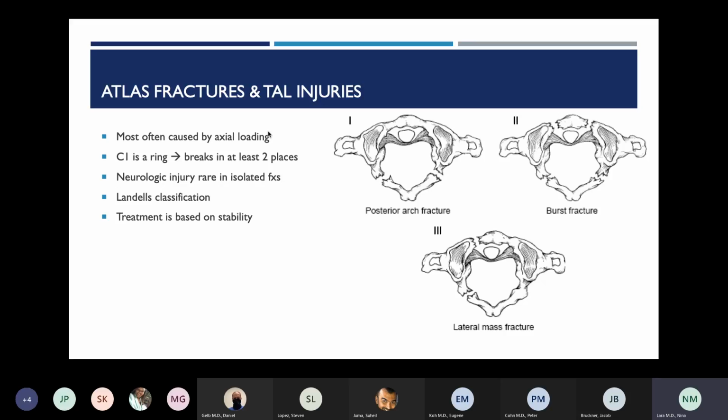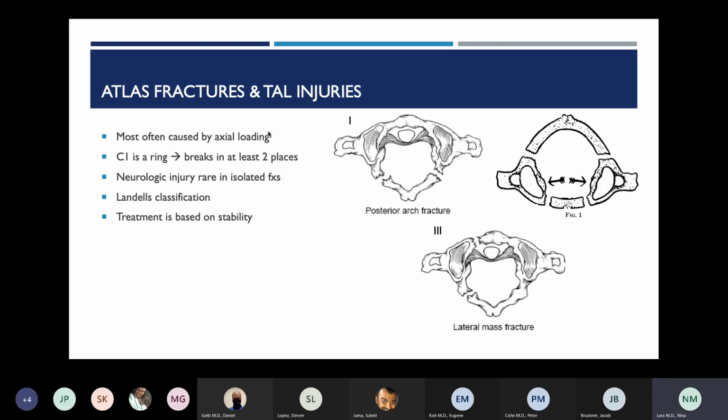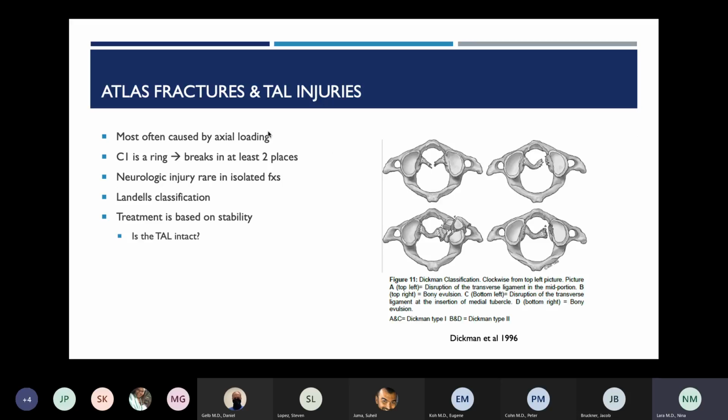Patients will often complain of severe suboccipital discomfort and instability. Neurologic injury is uncommon in cases of isolated fractures. But when it occurs, it's the greater occipital nerve that is most frequently injured, followed by the lower cranial nerves. So Landell's classification for these fractures: type 1, you can see here, isolated anterior or posterior arch. Type 2 is a Jefferson burst fracture, which was coined a long time ago. And then type 3, unilateral lateral mass fracture. You can see here that's a Jefferson fracture there.